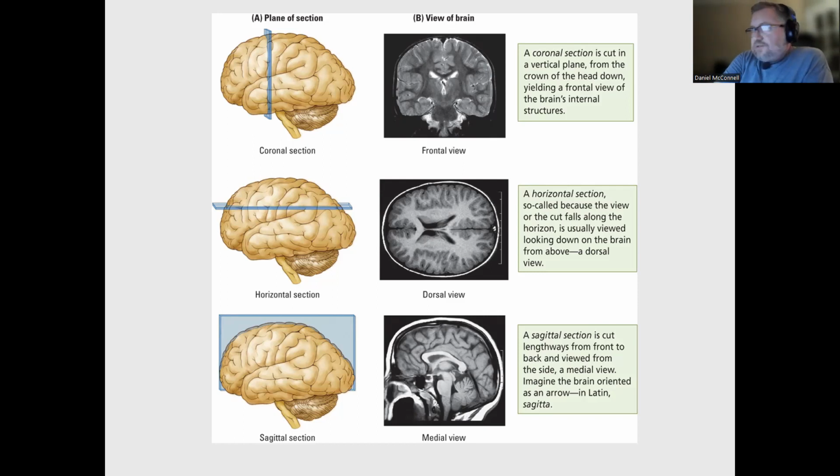Good to just have these terms down so that when you encounter them in various locations throughout the book and in the lectures, you will understand what these words mean.